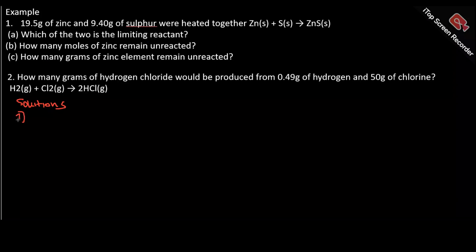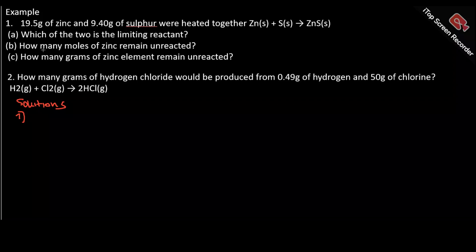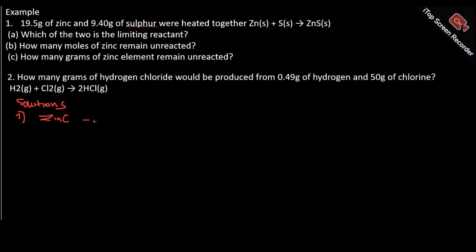Number 1. Okay, so the question is saying 19.5 grams of zinc and 9.4 grams of sulfur were heated together. This is the reaction that we have. The first question, A, which of the two is a limiting reactant? Okay, so take a look at this. We've been given the grams, but not the number of moles. We've been given the grams of zinc, that is 19.5 grams. That of sulfur, 9.40.